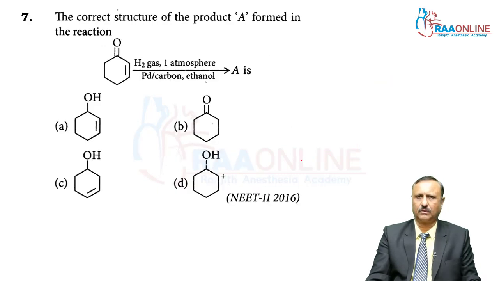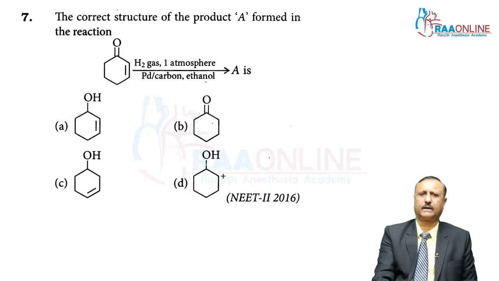Now my dear students, when we go to question number 7, here the question asks for the correct structure of the product A formed in the reaction. Here hydrogen gas, 1 atmosphere, and palladium and carbon in the presence of ethanol. These act as a solvent, my dear students. Palladium and carbon reduce this hydrogen and you get nascent hydrogen. My dear students, this nascent hydrogen in the presence of palladium and carbon only reduces the double bond. It does not reduce the CO group, and this is the concept of this question.